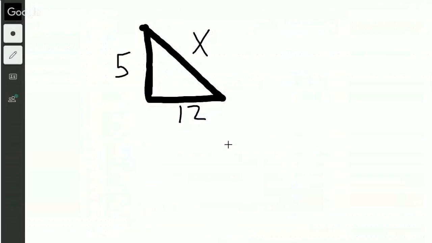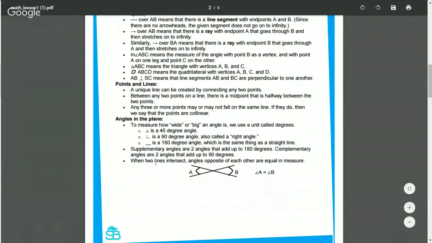All right, so angles. To measure how wide or big an angle is, we use a unit called degrees. So this angle sign, once again, basically means an angle is a 45-degree angle. If it's perpendicular, basically half of this is 90 degrees, also called a right angle, which is very important for triangles. And a straight line is 180 degrees. Supplementary angles are two angles that add up to 180 degrees. Complementary angles are two angles that add up to 90 degrees.